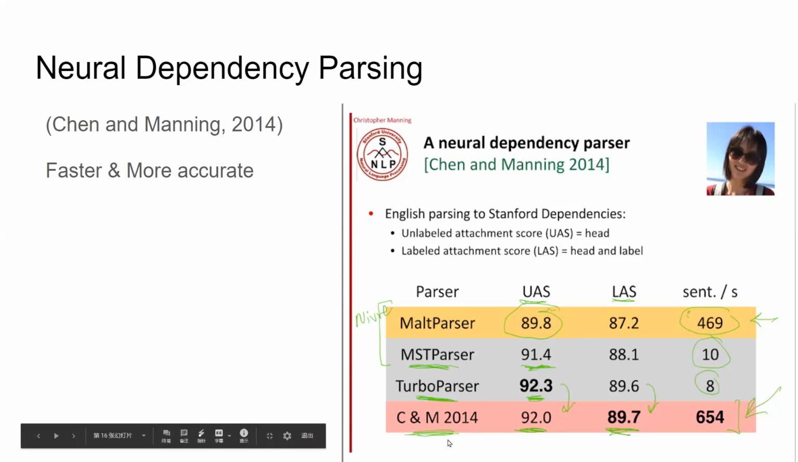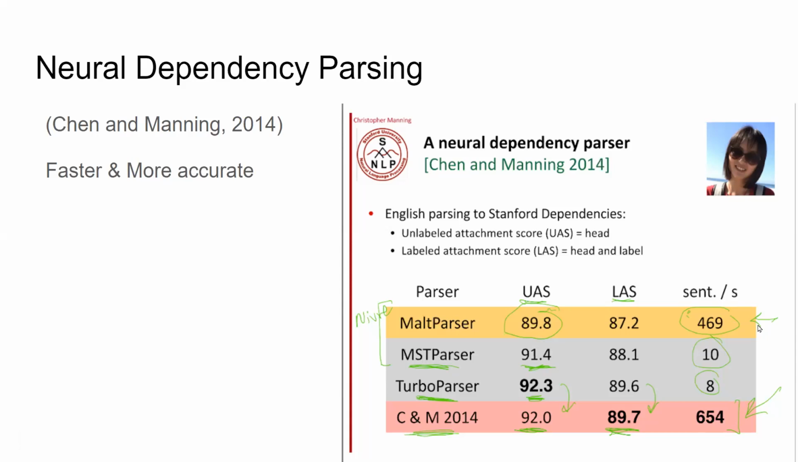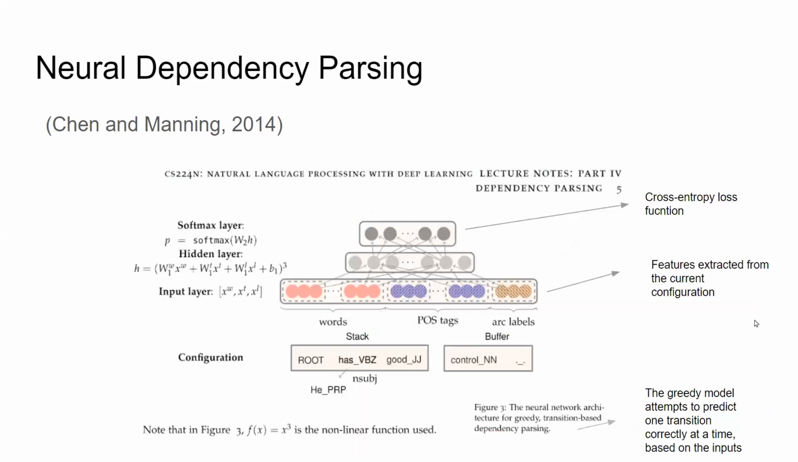And the new model proposed by Chen and Manning, called the neural dependency parser, is almost as accurate as the most accurate conventional parser, and it's incredibly faster. It can parse 654 sentences per second. So our next section is to talk about the neural dependency parser.